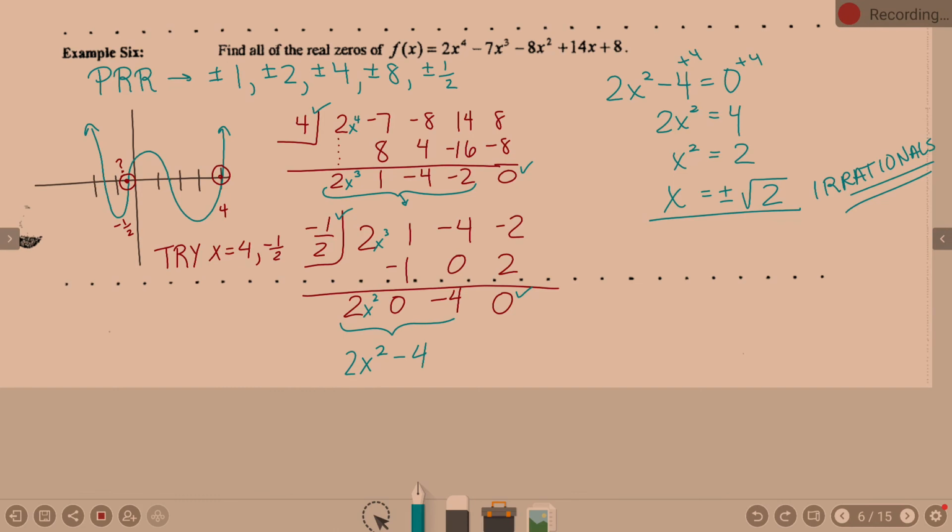So, the question on this was find all the real zeros. In terms of all of our real zeros, we first found 4, then we found negative 1/2, and then we found plus or minus the square root of 2, which is a total of how many zeros? 3? Count again. 4. Yeah, because plus 1, 2, 3, 4. And my highest power in this problem was 4, so it makes sense that there are 4 zeros. The 4 and the negative 1/2 that we tried, those are the rational ones.